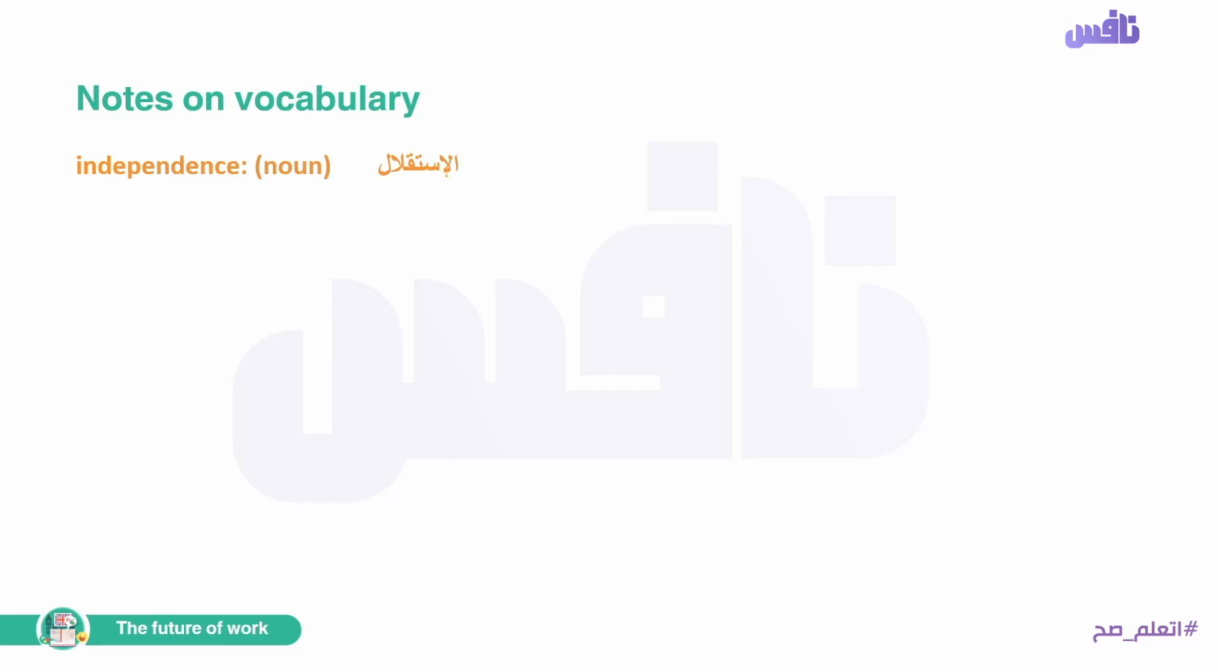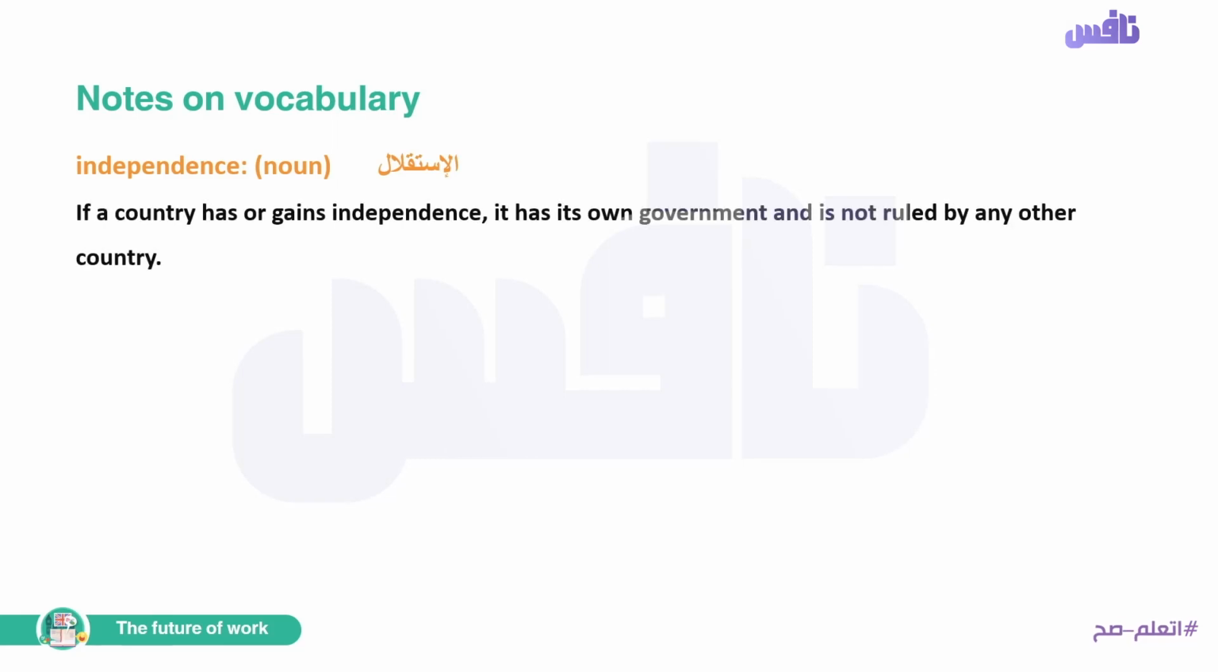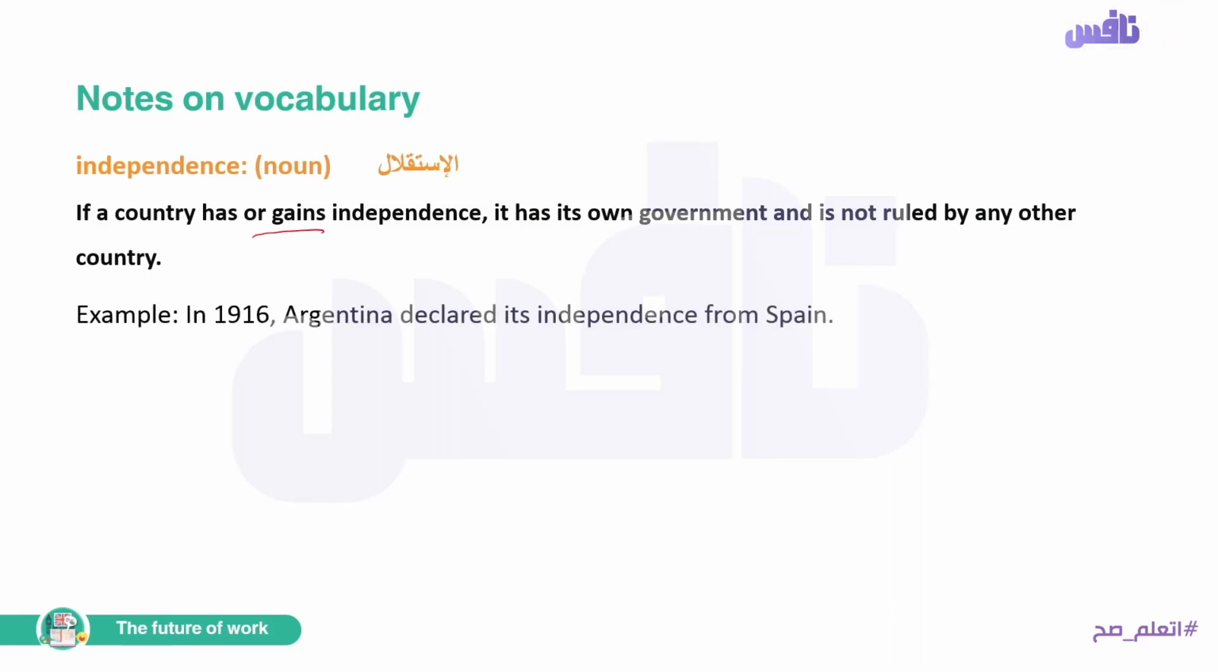Independence اللي هو الاستقلال. Now, if a country has or gains independence، لو في دولة has or gain بمعنى يحصل على شيء غير مادي غالبا يعني. It has its own government بيكون لها الحكومة الخاصة بها and is not ruled by any other country ولا تحكم بواسطة دولة أخرى. بالإكزامبل بيقول لنا in 1916 Argentina declared its independence from Spain. أعلنت الأرجنتين استقلالها عن أسبانيا.